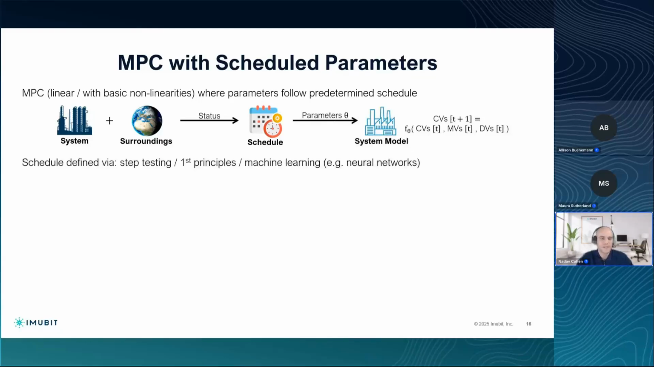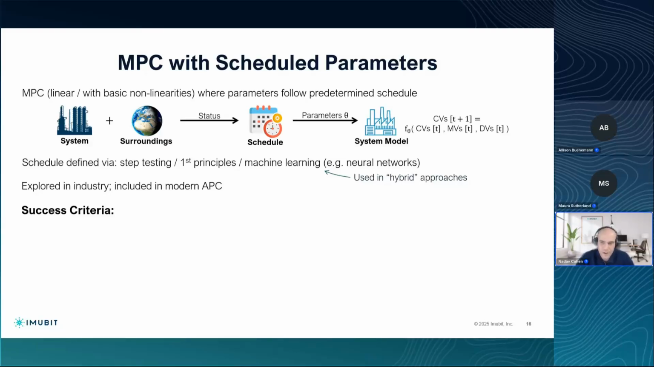How is the schedule determined? It could be defined through various processes. You could come up with a schedule based on step testing, based on first principles and domain knowledge, or based on machine learning, even using neural networks. The use of machine learning and neural networks for gain scheduling is something that's known in the industry as hybrid approaches. Some refer to it that way. And this gain scheduling has been explored in the industry. In fact, gain scheduling with step testing and with first principles has been used for a long time, quite extensively. Gain scheduling with machine learning and specifically with neural networks is a little bit newer, but it is something that modern APC packages, at least some of them, do include.